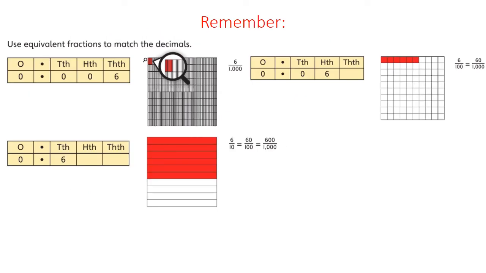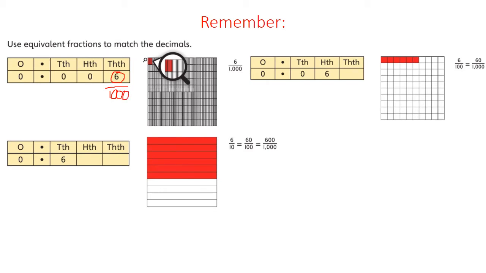So let's remember what we were doing yesterday. We were looking at a decimal and then converting it to a fraction. So if we had a 6 in the thousands column, as here, we know that the 6 becomes the numerator and the thousandth becomes our denominator.